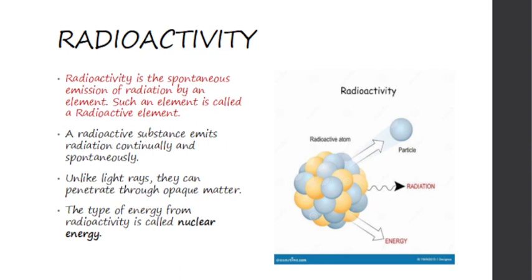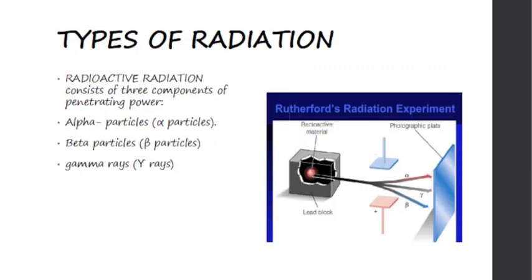The type of energy from radioactivity is called nuclear energy. So once you're talking about nuclear energy or nuclear chemistry, you're looking at the form of chemistry that is associated with radioactive processes. So, moving ahead. What are the types of radiations? We have radioactive radiations, which include the alpha particle, the beta particle, and the gamma particle. Let's look into them briefly.